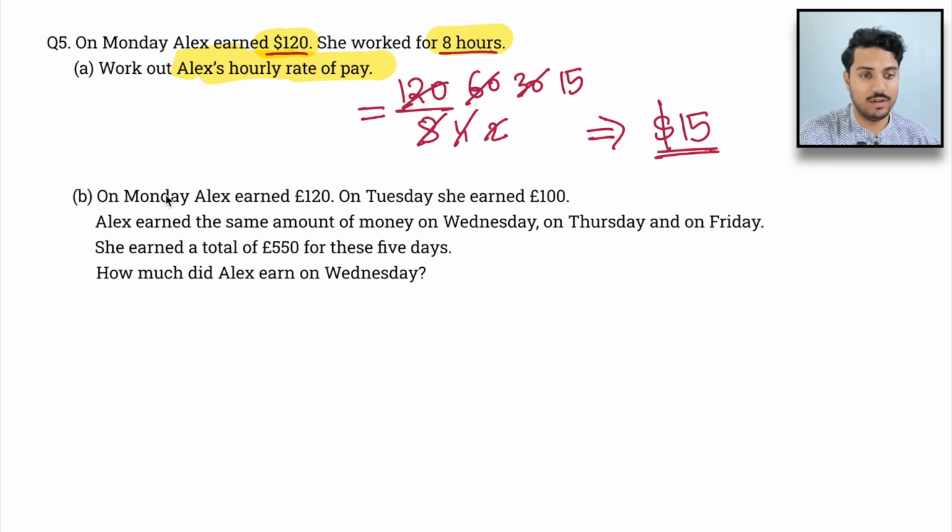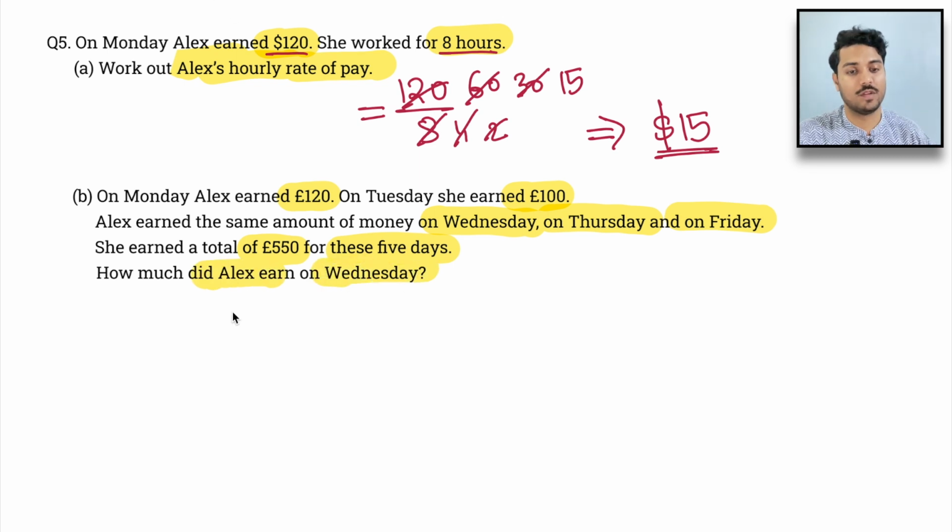Let's move on to part B now. It says, on Monday, Alex earned 120 pounds. On Tuesday, she earned 100 pounds. Alex earned the same amount of money on Wednesday, on Thursday, and on Friday. She earned a total of 550 for these 5 days. How much did Alex earn on Wednesday?